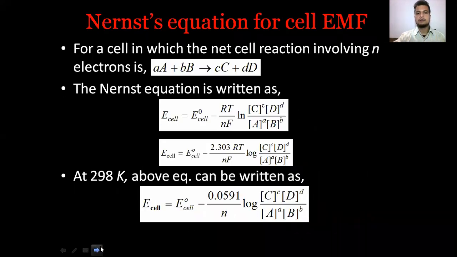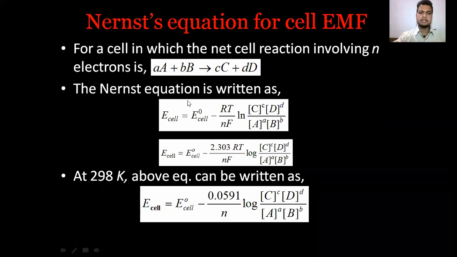Now, the Nernst equation for cell EMF. How do we find it for a complete reaction? For a cell in which the net cell reaction involves n electrons, let's say the reaction taking place is aA + bB gives cC + dD. That means a moles of A react with b moles of B to give c moles of C and d moles of D. How do we write the Nernst equation for this?